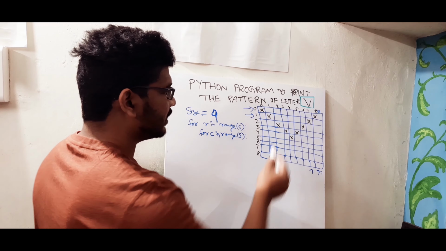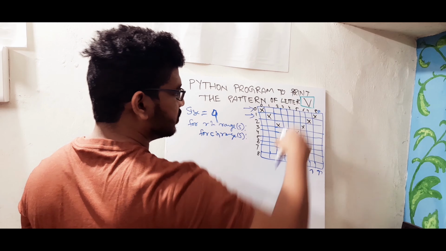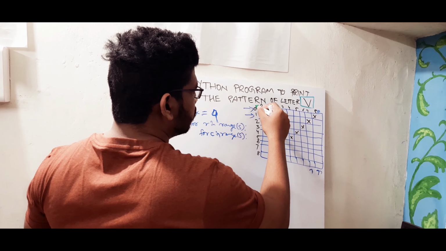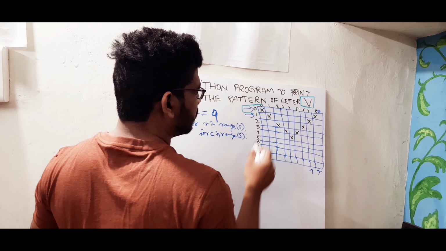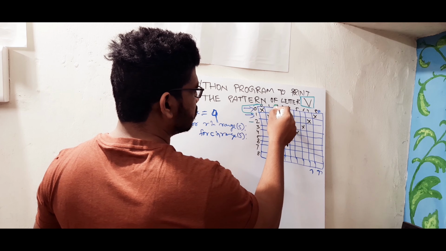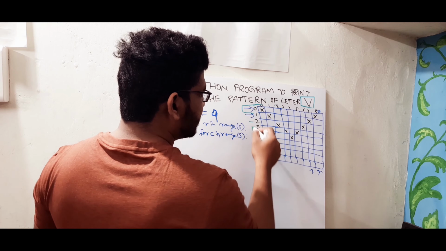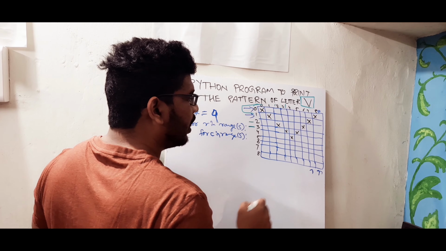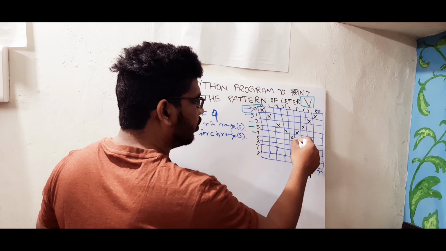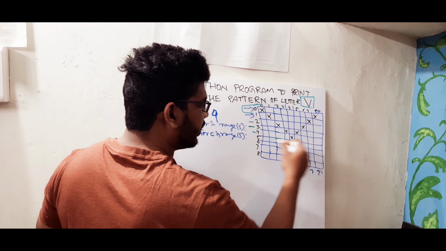Now, as I said, we have some different conditions here. If you see, this is 0 and this is 0, we are printing star. This is 1 and this is 1, we are printing star. This is 2 and this is also 2, in that case we are printing star. That means when the row and column are equal, we are printing star. And that too only up till half. 4 and 4 we print, and not continuing up till 5 and 5.